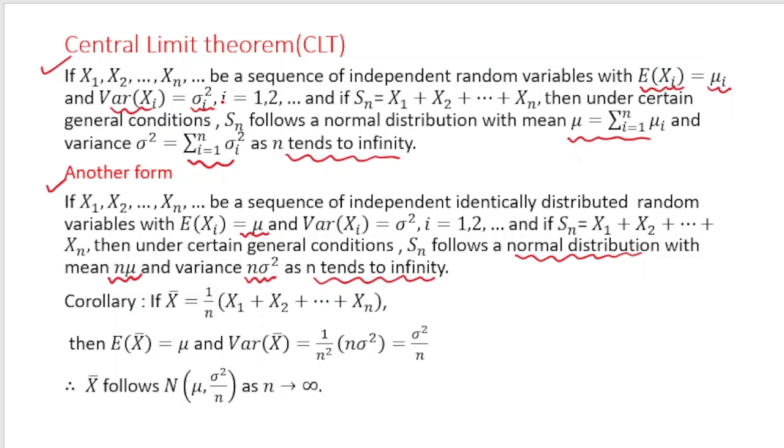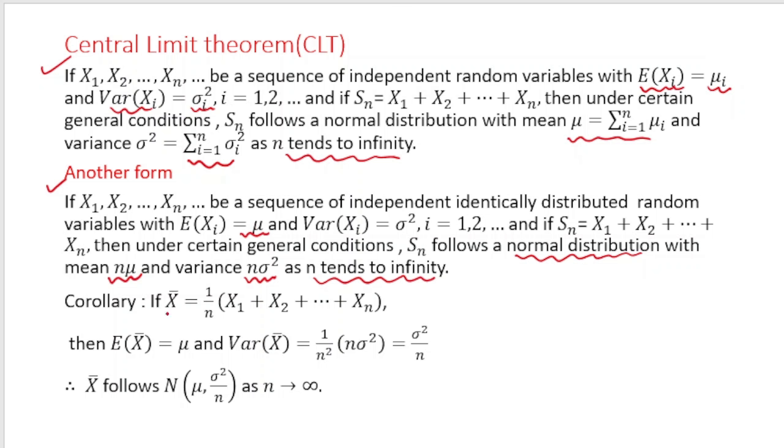Here we are taking the sample from a population in which each of the random variables has a different mean, but here the random variables are independent and identically distributed, meaning each of the random variables has the same mean.